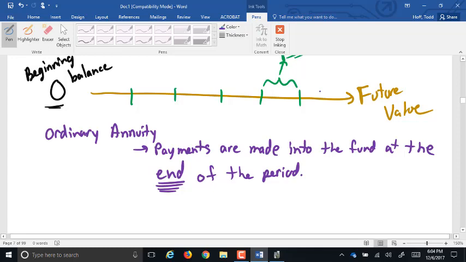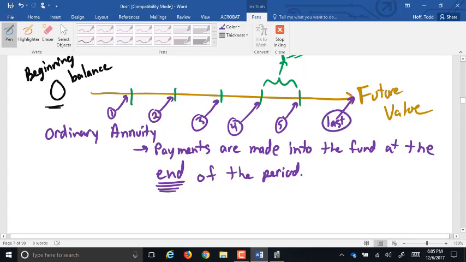So that means if these green dots or these spaces between green hashes are the periods, the first payment would go there at the end of the first period. Second payment goes there at the end of the second period. Third payment at the end of the third period. Fourth payment at the end of the fourth period, which means the last payment is going to be made right at the end of the annuity. So that last payment is going to get how much interest? Nothing, right? That last payment just goes in. You literally make the payment in, and then it's due. It's ready to come out.